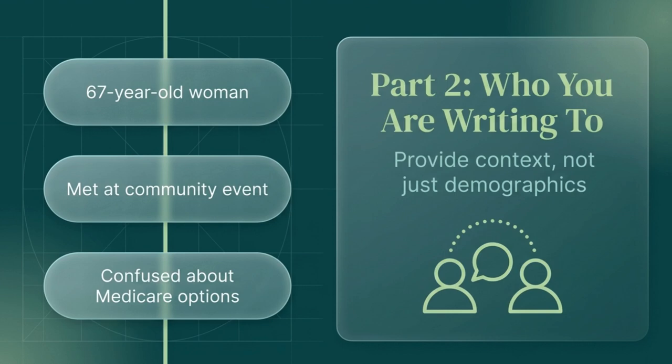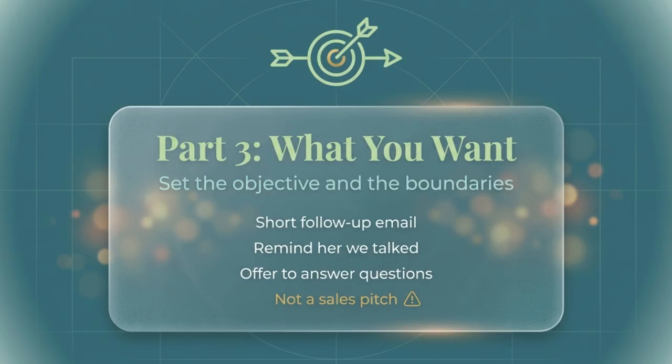Second, tell it who you are writing to, not just a Medicare prospect. Say something like, "A 67-year-old woman I met at a community event last week who mentioned she was confused about her Medicare options." The more specific you are about the person, the more natural the message will feel. Third, tell it what you want to happen, not just write an email. Say something like, "Write a short follow-up email that reminds her we talked, offers to help answer her questions, and does not feel like a sales pitch."